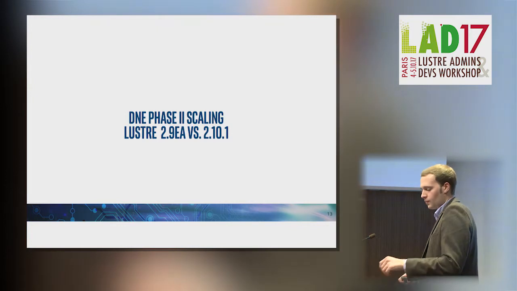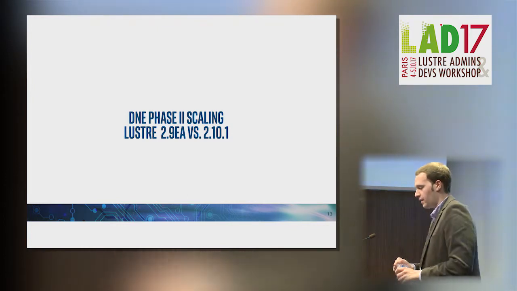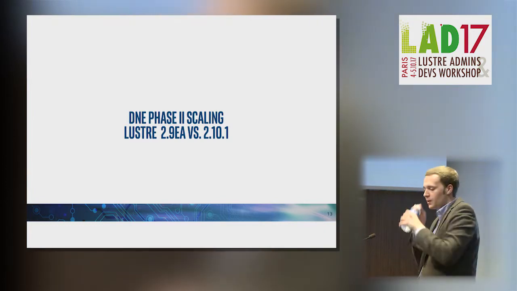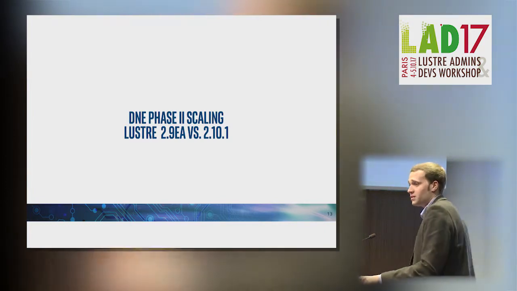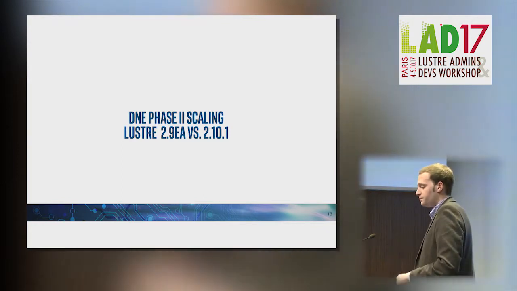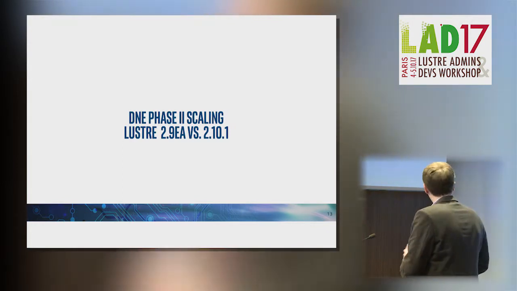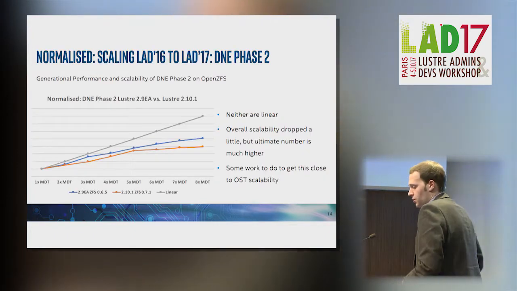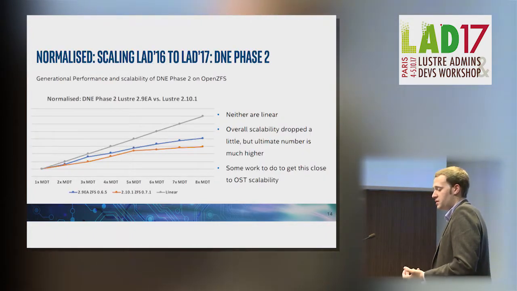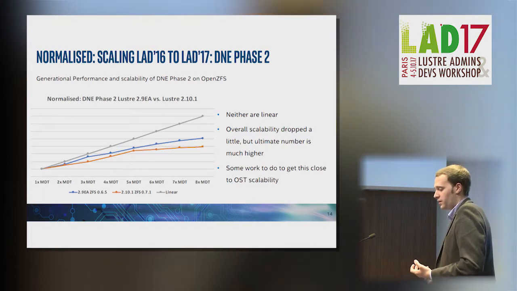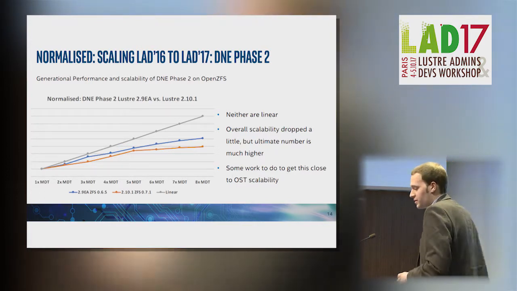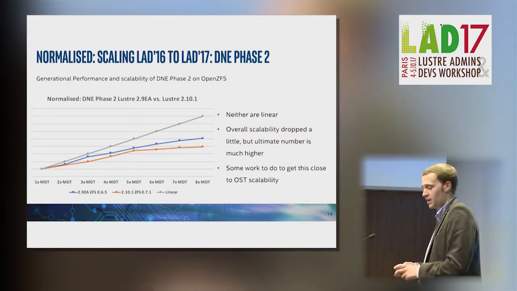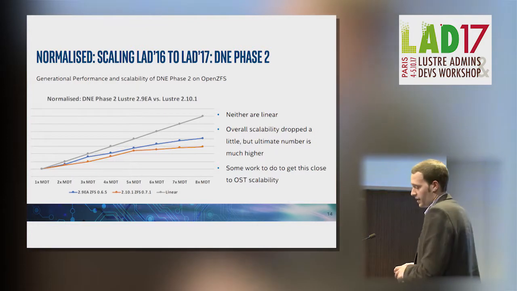So, briefly touch on DNE phase 2 scaling, because I didn't actually have any numbers from LDiscFS last year, so I wanted to briefly touch on them and compare the scaling today versus previously. I've normalized the results here to compare last year's scaling with this year. In the gray, you can see the essentially linear scalability. The blue, we have the Lustre release last year, and we have the Lustre release today.